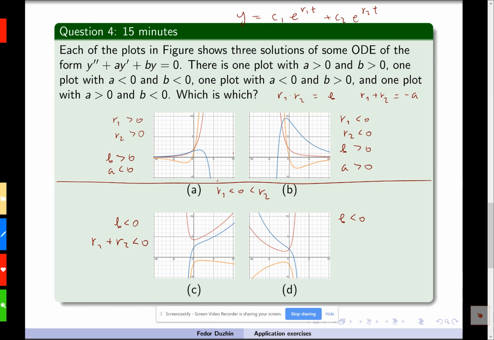While in D, solutions approach positive infinity faster than they approach negative infinity. So you see it from the plot, right? So the pace when solutions go to positive infinity is very, very fast. Right? So which means that the positive R2 in magnitude is bigger than R1. So the sum of R1 plus R2 is positive. Well, but then the sum of R1 and R2 is negative A. So if R1 plus R2 is negative, it means that A is positive. And if R1 plus R2 is positive, it means that A is negative.